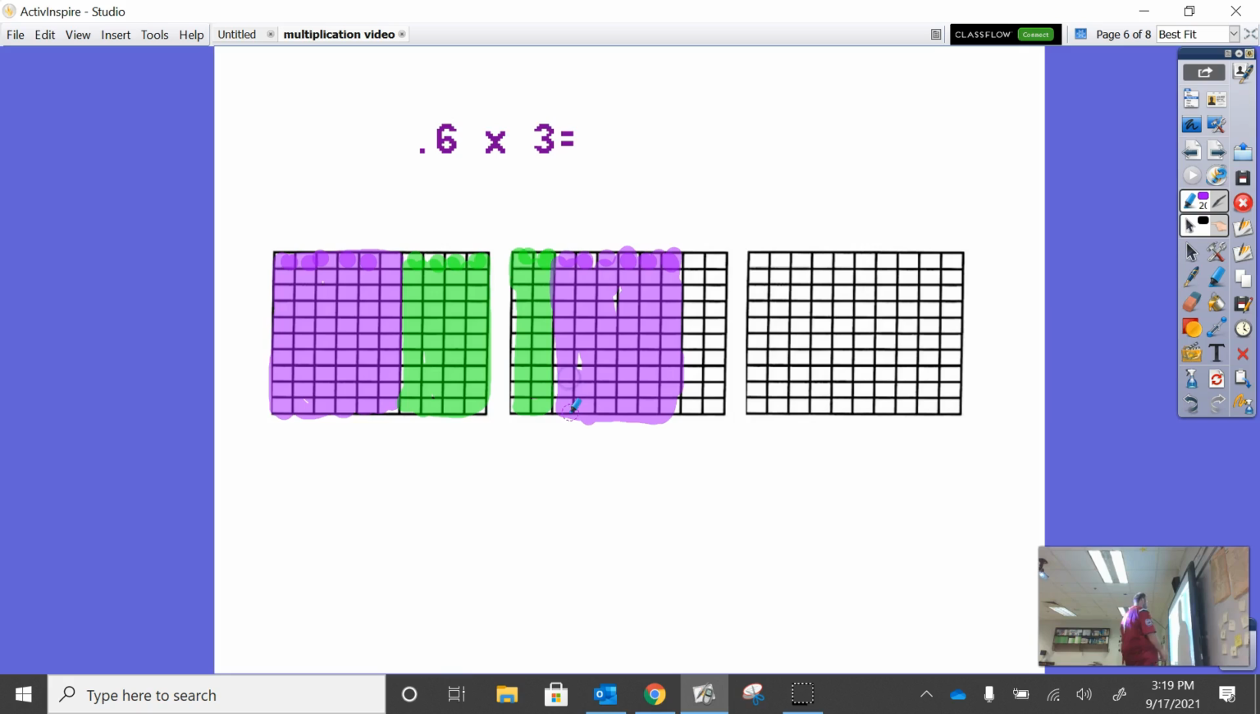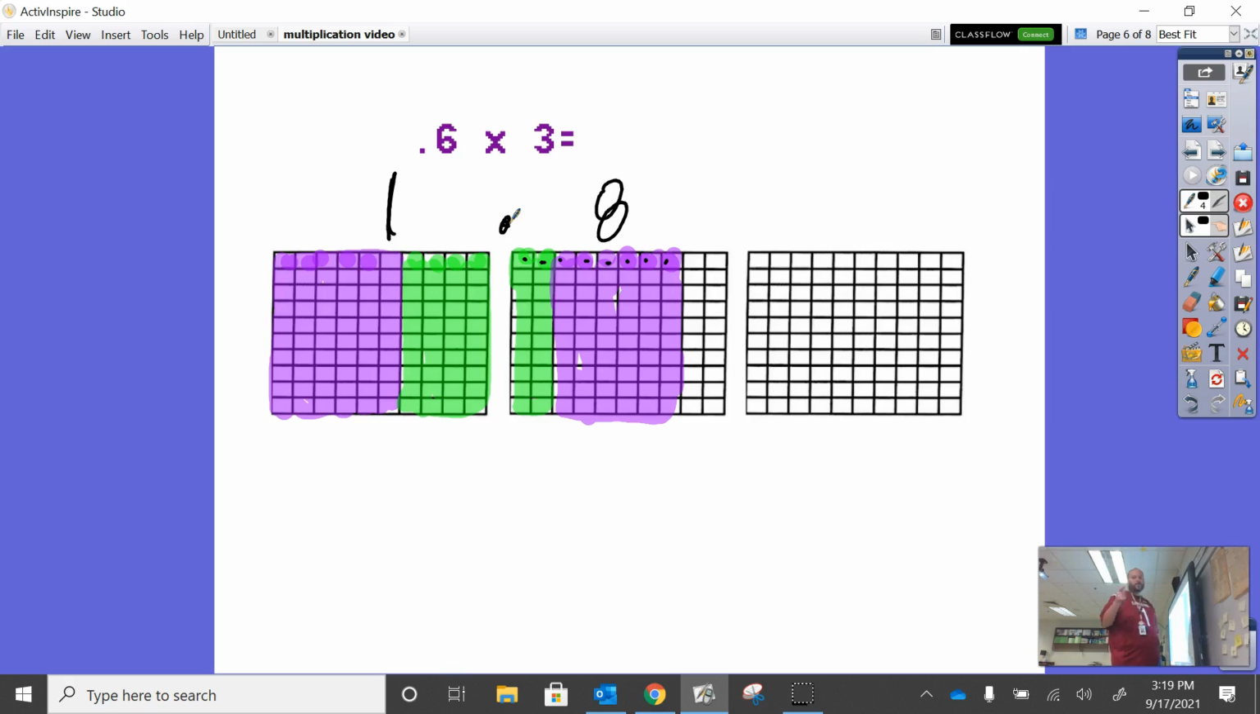Shade all that in. Okay. So now I have my answer shaded in. So then I just go in and I add them together. So I obviously have one whole and 1, 2, 3, 4, 5, 6, 7, 8 hundredths. Okay, 1 and 8 hundredths.